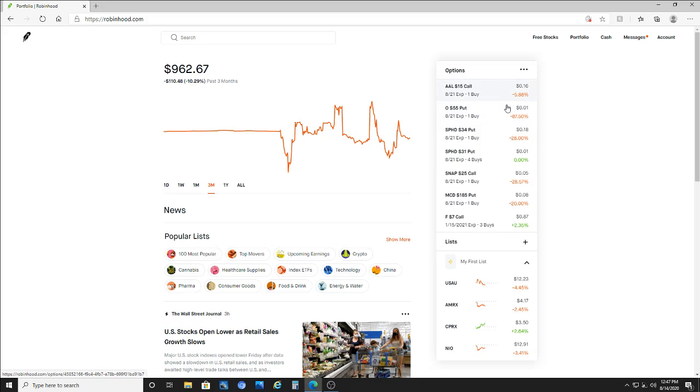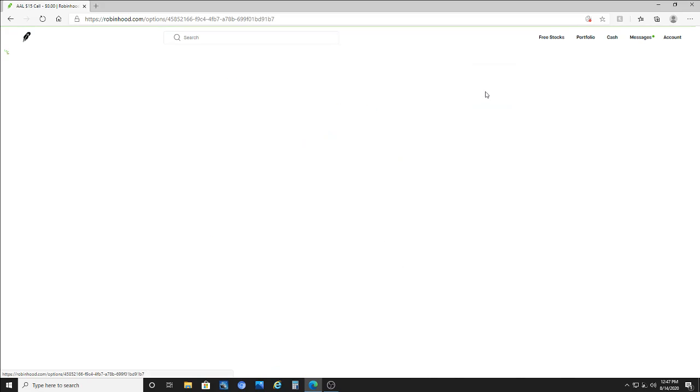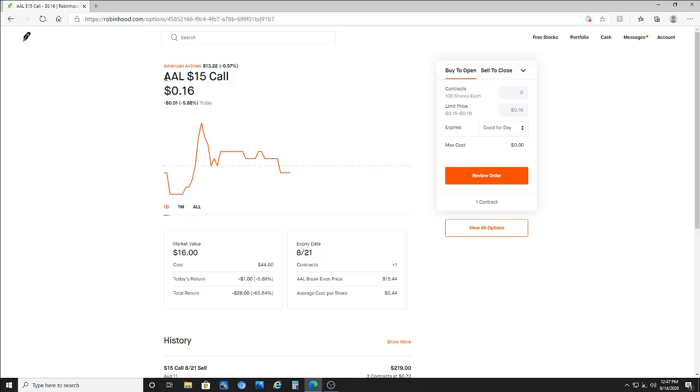A contract, you either have a call or a put, and it is the right to buy 100 shares or sell 100 shares at the expiration date, which is this right here. You see that 8/21 and it says EXP, expiration? That is the day that your call or put would execute. So on 8/21, on expiration day, I bought one contract, which is the right to buy 100 shares of American Airlines at a $15 call. So at $15, I would buy 100 shares at $15 if I had that money in my account.